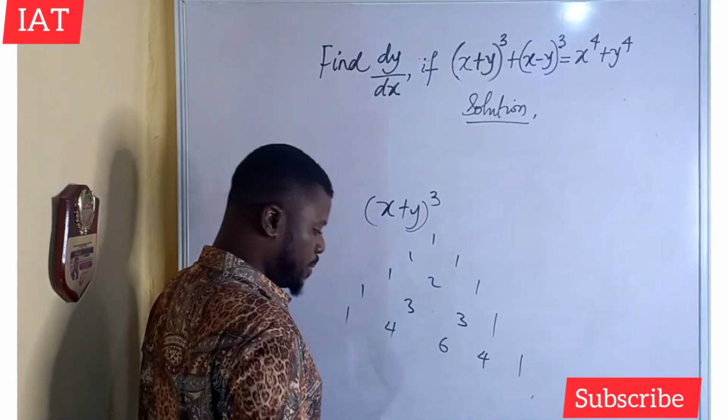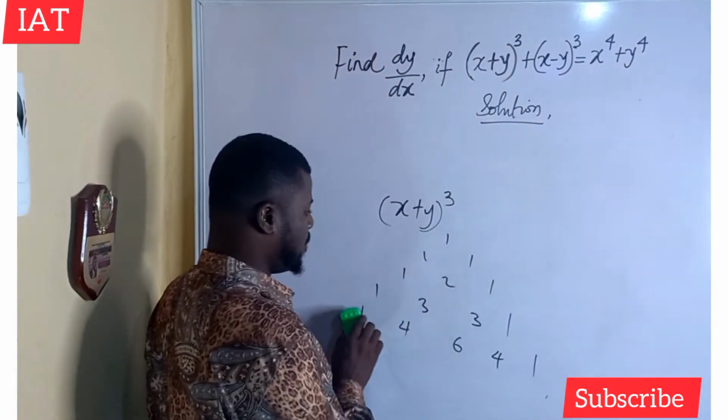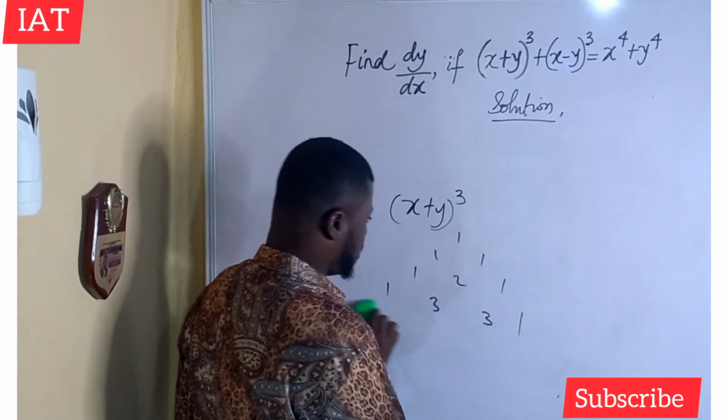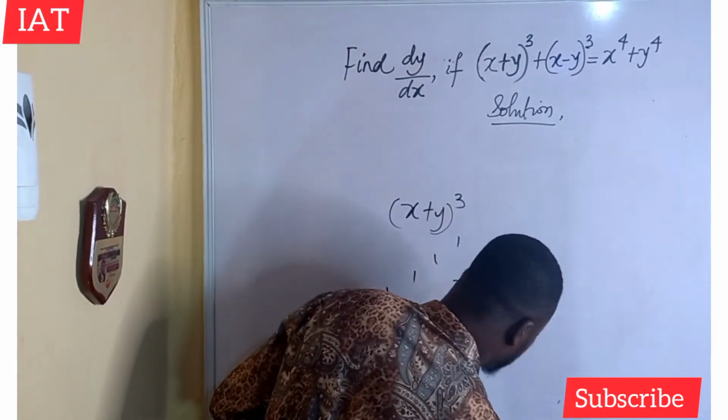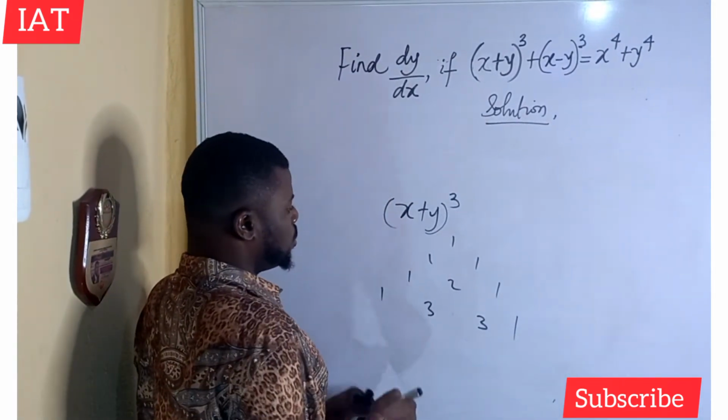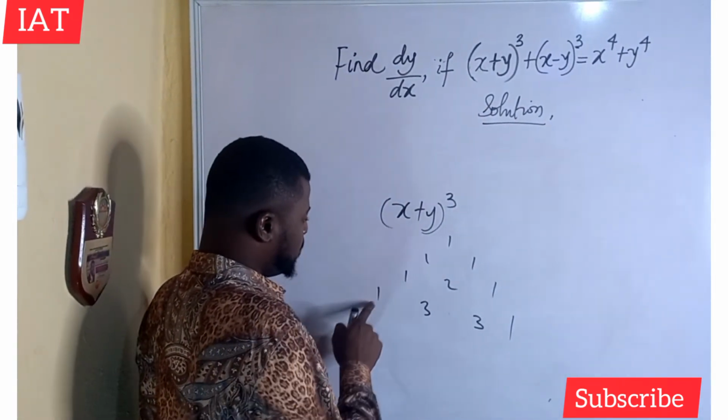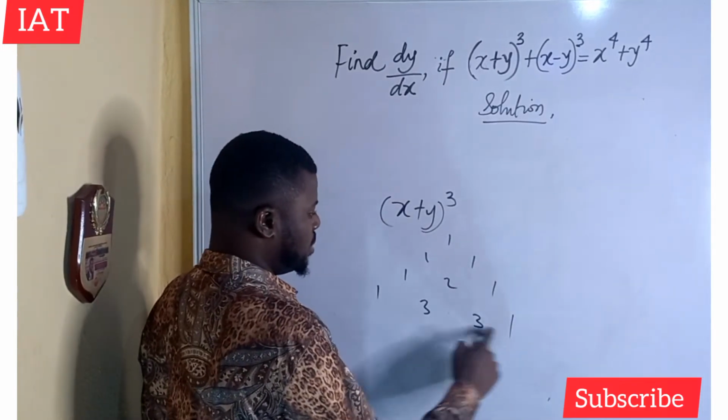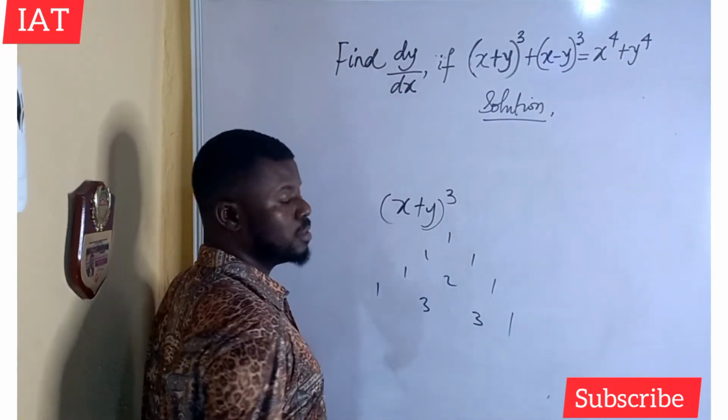So this is not the topic we are to do today, but I just have to enlighten you so that you'll be able to know how we get the expansion of this. So the first x is for this first one, y is for this, and these three are for both of them.